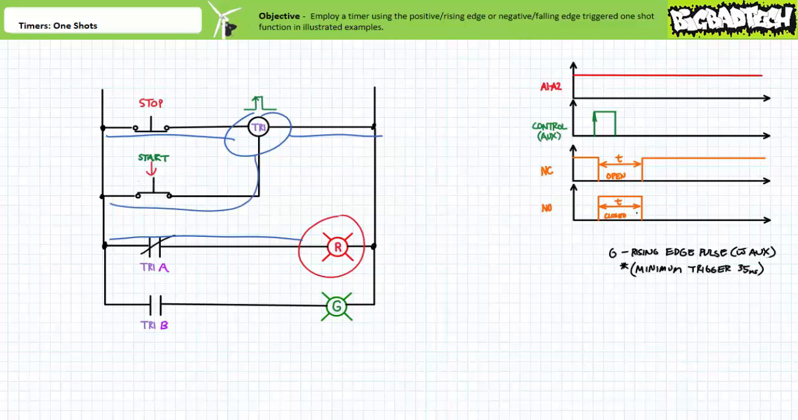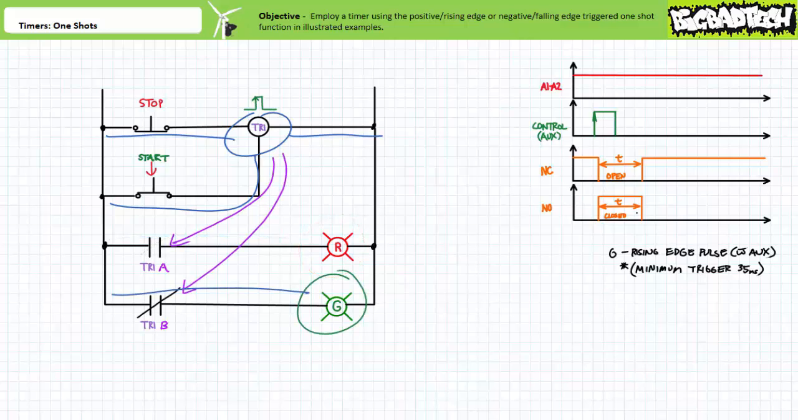When an operator presses and releases start, the auxiliary controlling input of timer relay TR1 experiences a rising or positive edge transition. Contacts TR1A and TR1B executing the positive edge triggered one-shot function immediately change states. TR1A opens and TR1B closes. The red light turns off and the green light turns on.